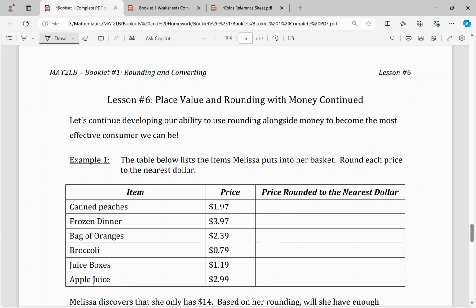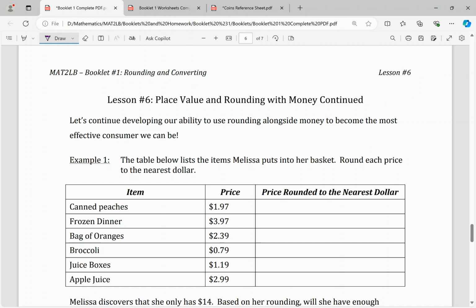Hello, everybody. Today we are going to be looking over the sixth lesson in our first math booklet. That is place value and rounding with money continued. So today we're going to talk a little bit more about estimating and how it can help us, and we'll even dip a little bit into calculating change.